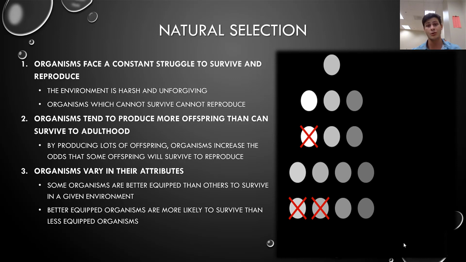Some organisms are naturally just better equipped to survive in a given environment. And so better equipped organisms are more likely to survive, and so gradually, over time, only organisms that have a given mutation or a given set of adaptations are going to contribute that information or their genetic material to future generations, and so gradually over time, the entire population changes. This is evolution in a nutshell.